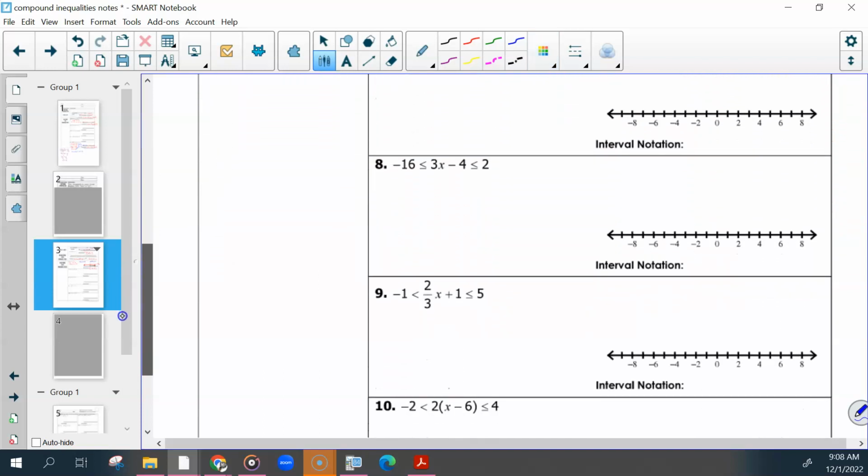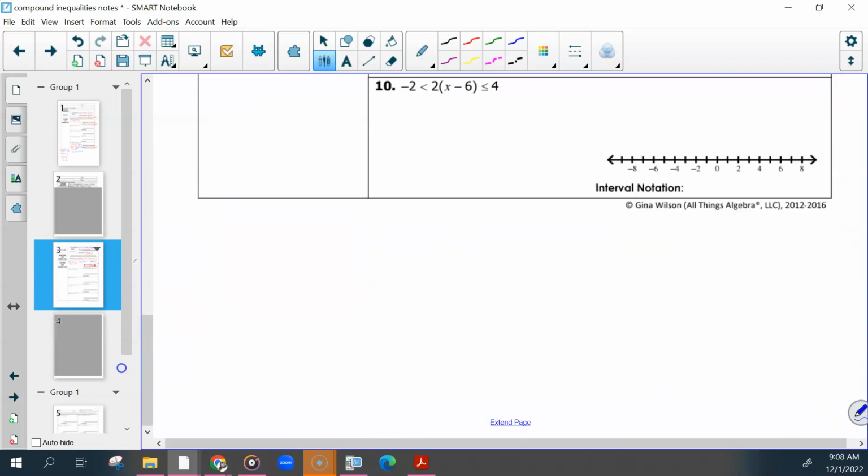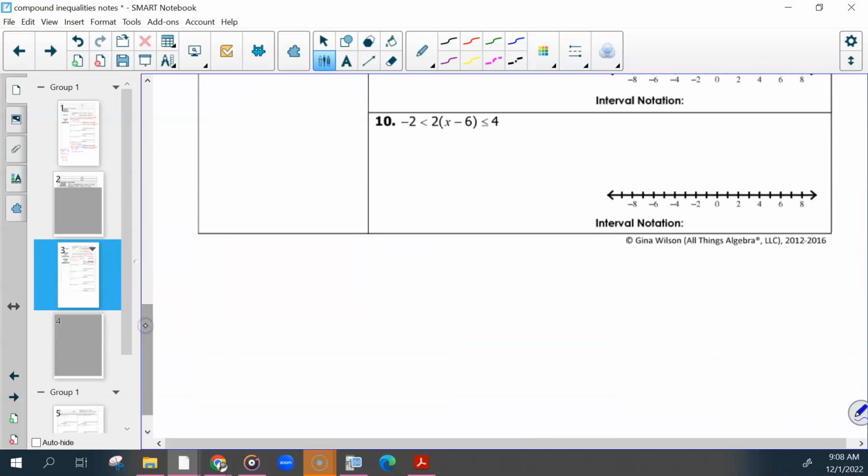Let's do one more. Let's do 10. For number 10, I'm going to show you two ways also, but first, let's distribute. If we were trying to get x by itself, what would we do first here?